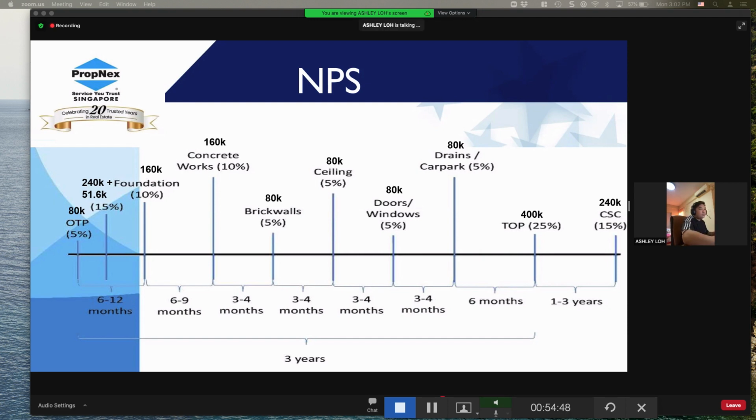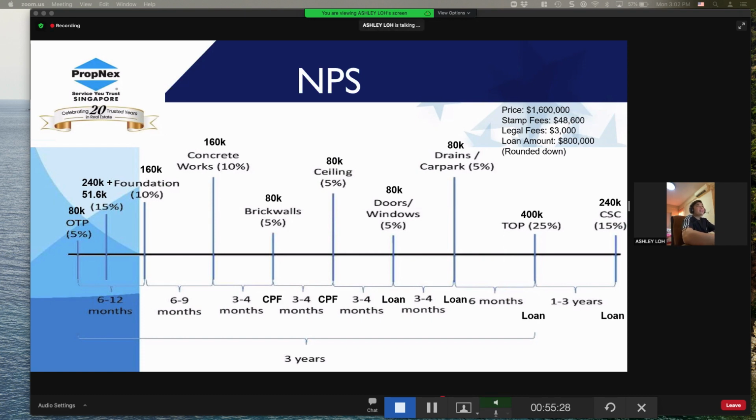So with the 800K loan, my CSC, I need 240K, will be covered by loan. Correct? I'm left with my TOP, 25%, 400K, covered by loan. So I've already used up 640K and I'm left with 160K of loan, which will be covered by drains, car park, doors, and windows. Then I've used up my entire 800K loan. Now this is where CPF comes in. Previously I mentioned I have 200K CPF, which will be covered by CPF.